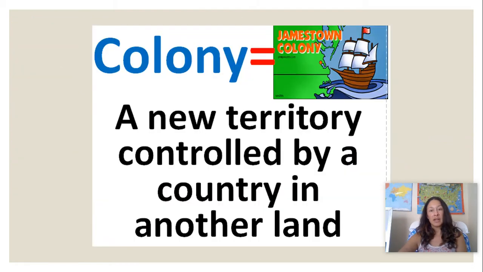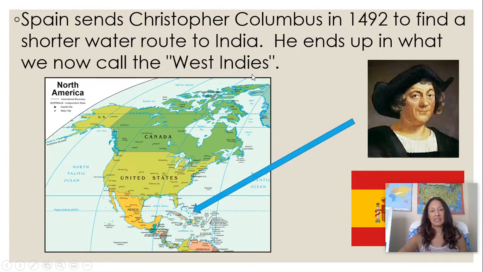So, a new word for this unit, colony, is a new territory controlled by a country in another land. You can see in our image that we have a ship arriving to the New World, and we will be talking about Jamestown another time. But the word colony and colonization will be used a lot in this next lesson.